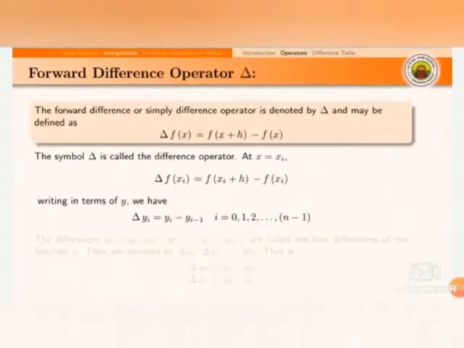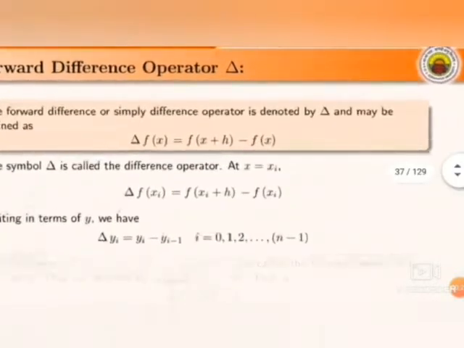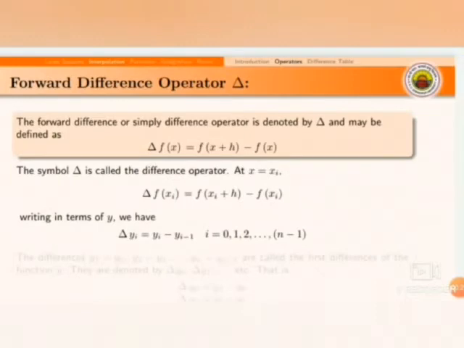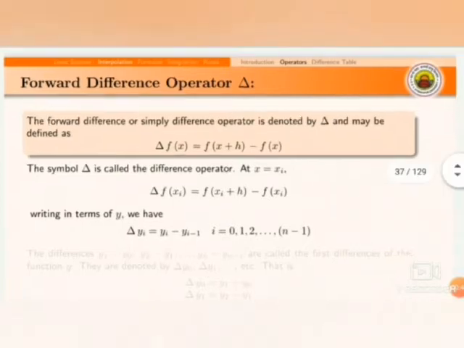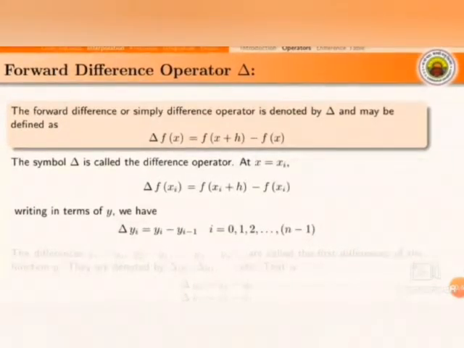The forward difference operator is denoted by the symbol del. It is a triangular symbol and it is defined by del f of x equal to f of x plus h minus f of x. You can change the function to yi. So del yi equal to y i plus 1 minus yi, where i denotes the values 0 to n minus 1. So you can interchange the values of i like 0, 1, 2, 3, etc.